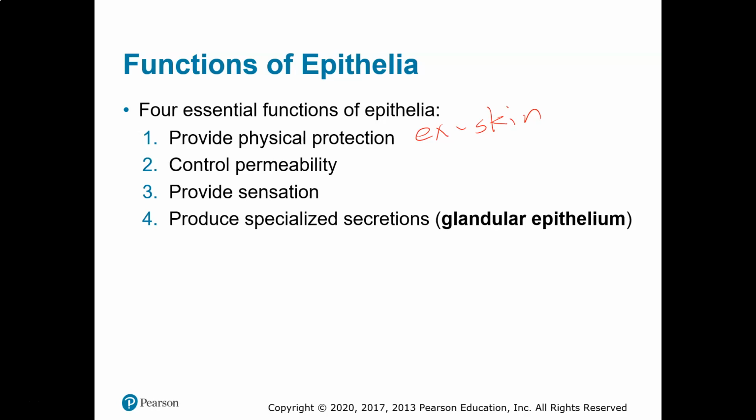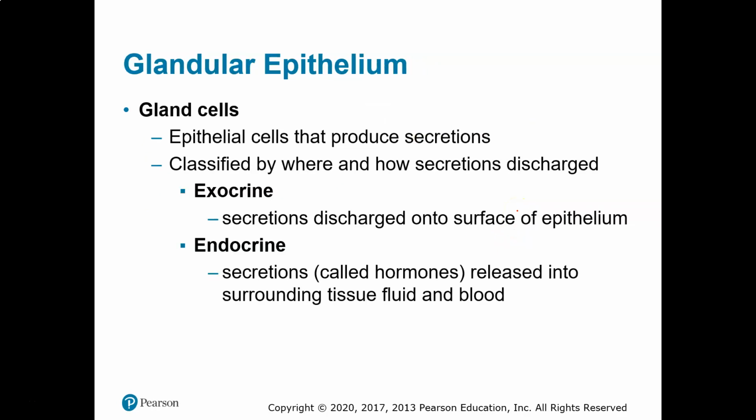To provide sensation, so epithelial tissue, again, your skin would be an example of that. Epithelial tissue can have nerve endings that function in providing sensation. And to produce specialized secretions, and we call these glandular epithelium or glands.